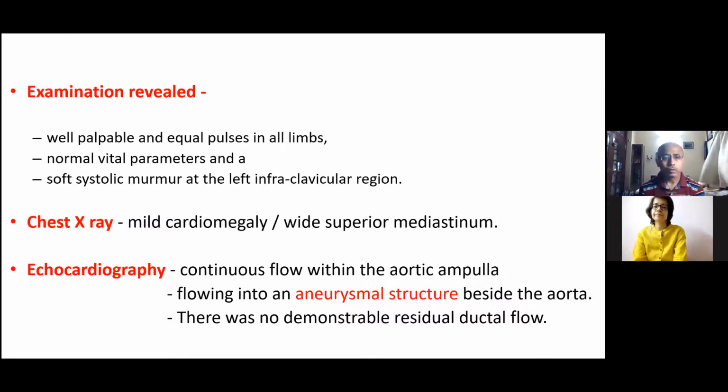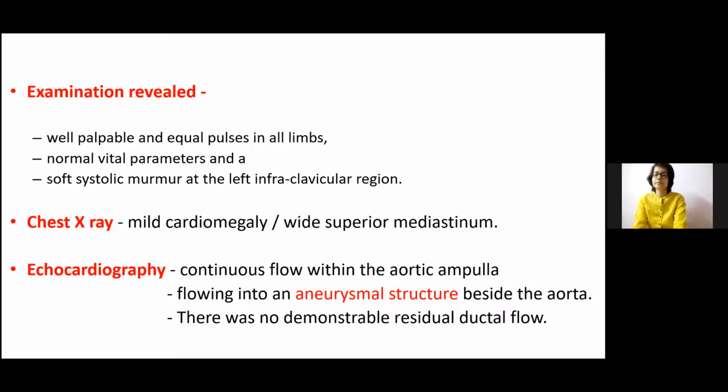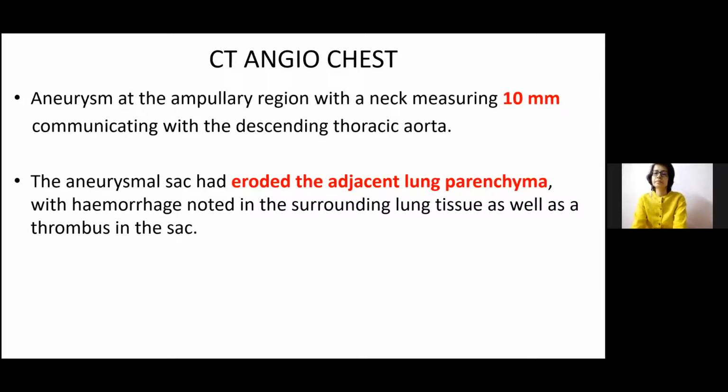Chest X-ray showed mild cardiomegaly with wide superior mediastinum. Echocardiography showed continuous flow within the aortic ampulla, flowing into an aneurysmal structure beside the aorta. There was no demonstrable residual ductal flow. CT angiogram chest showed there was an aneurysm at the ampullary region with a neck measuring 10 millimeters, communicating with the descending thoracic aorta. The aneurysmal sac had eroded the adjacent lung parenchyma, with hemorrhage noted in the surrounding lung tissue as well as thrombus inside the sac.